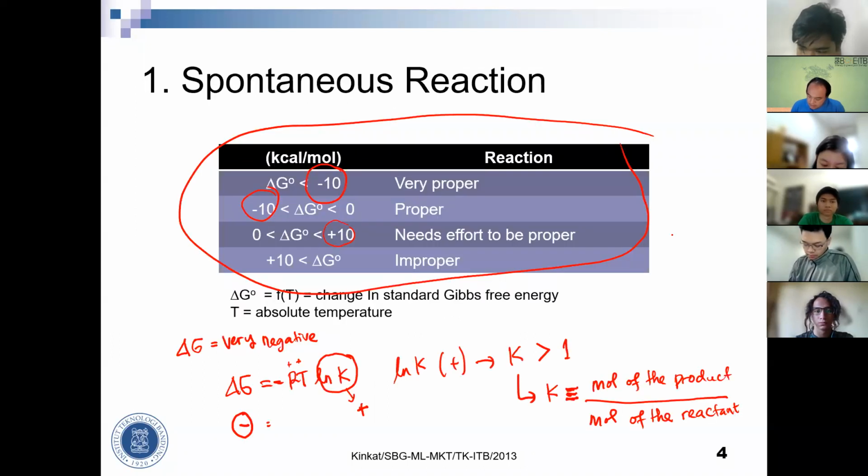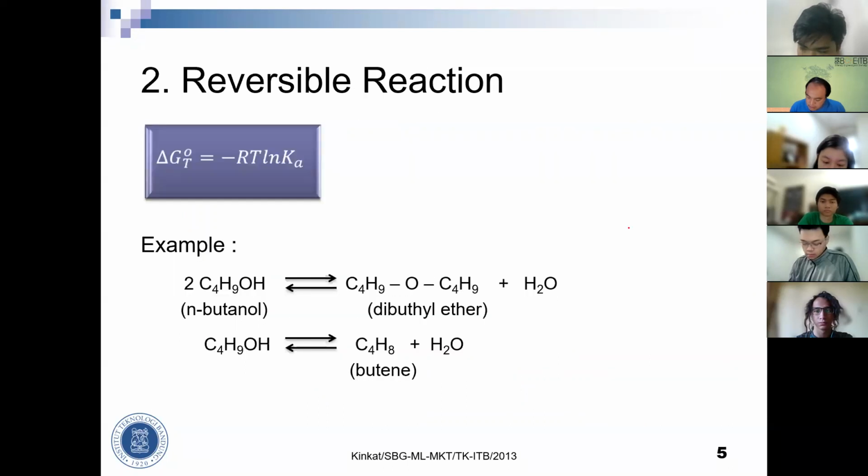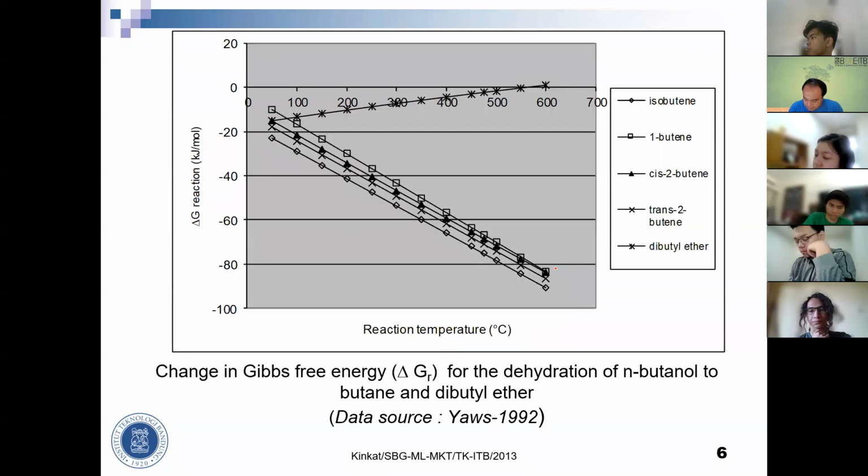Yeah, this equilibrium constant comes from the reversible reaction, gitu ya. For example, this is the dehydration reaction of butanol to form dibutyl ether. But at the same time, butanol can also be dehydrated to form butane, gitu ya. So it's a parallel reaction.